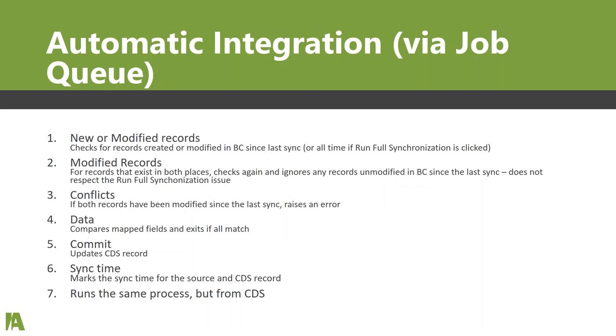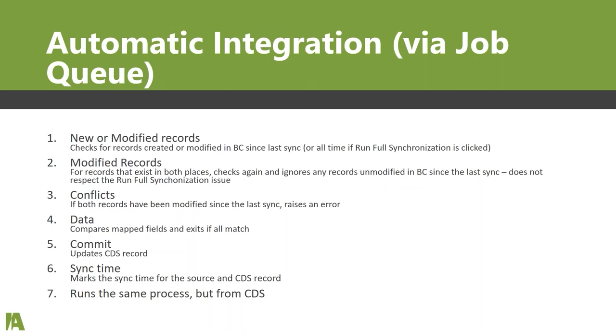So the first step is basically in that very generic level. It's just going to pull all of the records that are new or modified, and then it starts running through sort of more of the CRM specific code. So it starts looking at those modified records, and it basically checks again to see if those have really been modified since the last sync. And then it will check the data, if the data has been modified in CRM since the last synchronization.